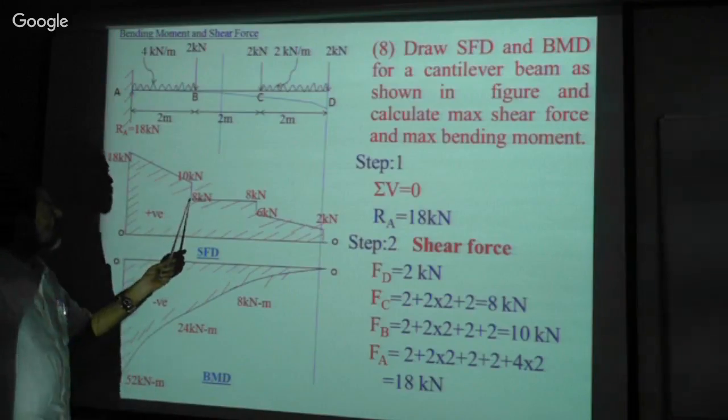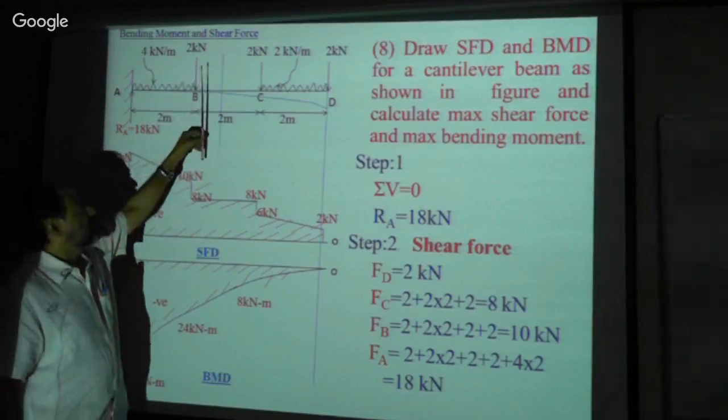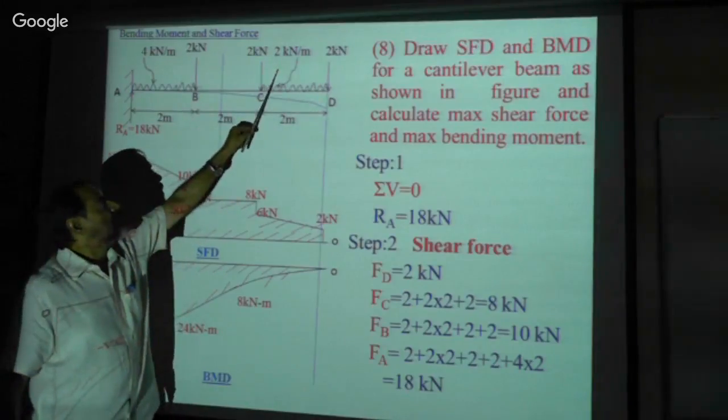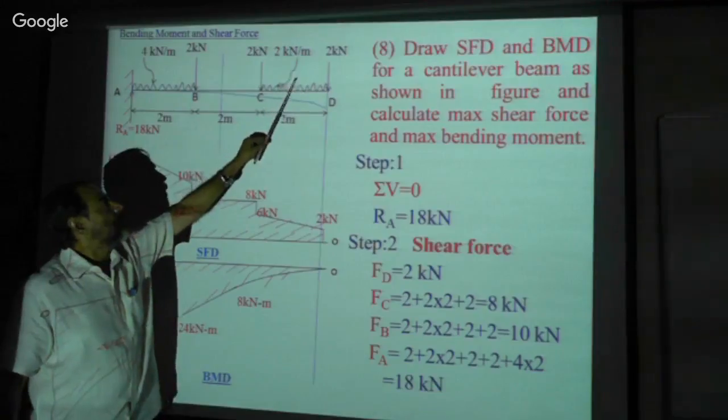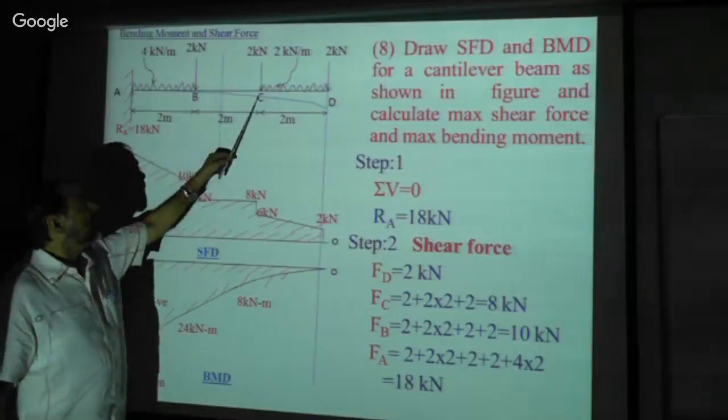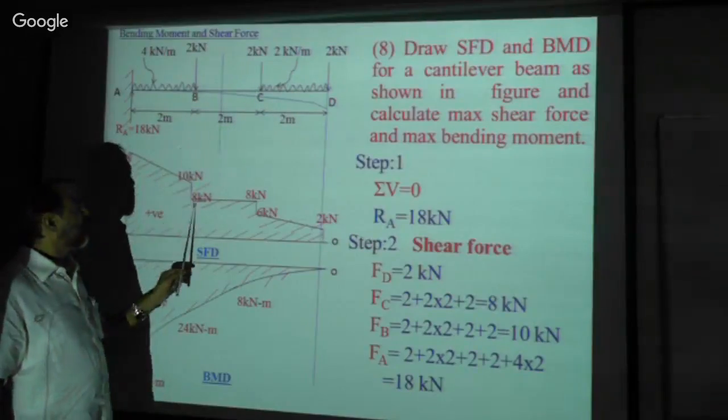And similarly, suppose you calculate the shear force according to our definition, considering the right-hand section. That is 2 plus 2, 2 into 2, 4, 4 plus 2, that is 6 plus 2, 8 kilonewton. See, from here to here, wherever you calculate the shear force, we will get 8 kilonewton.